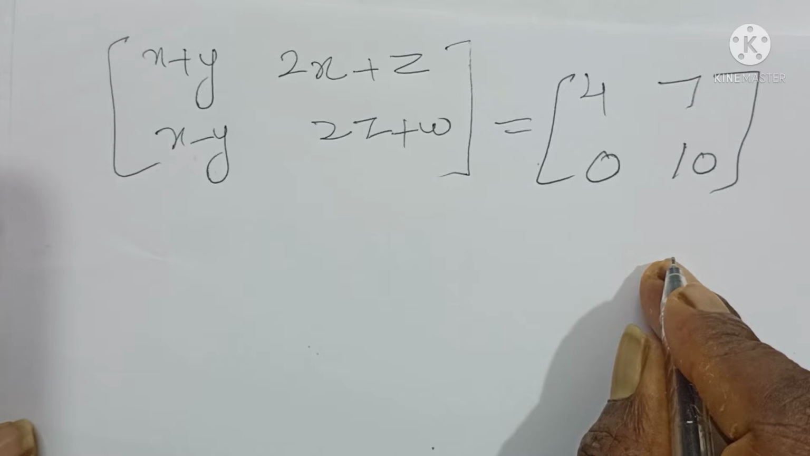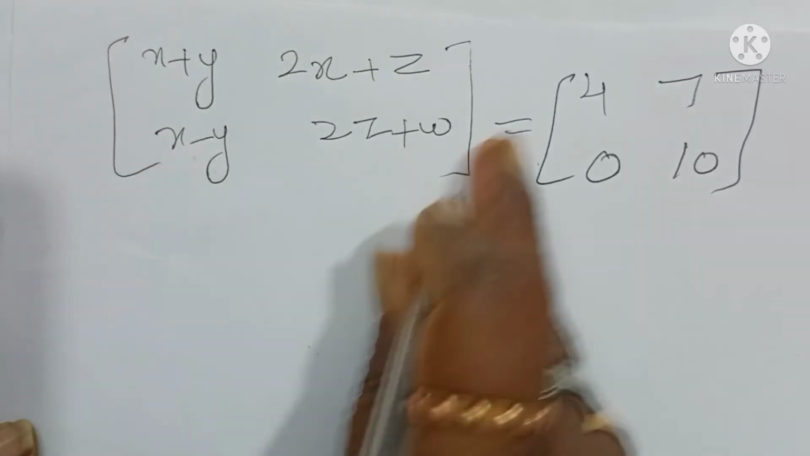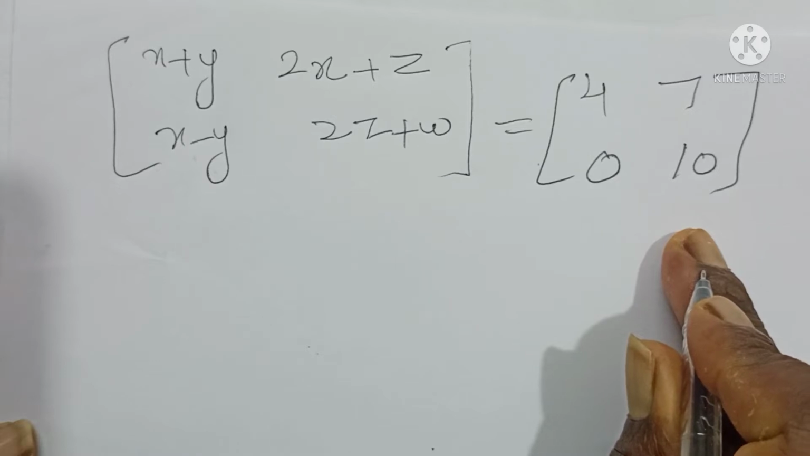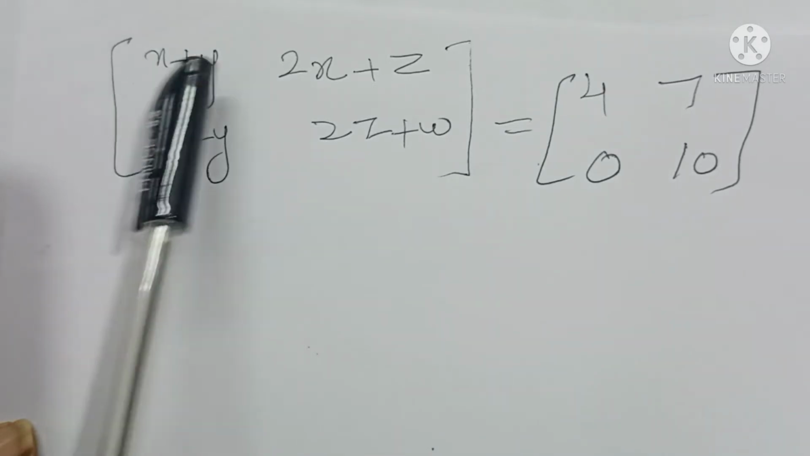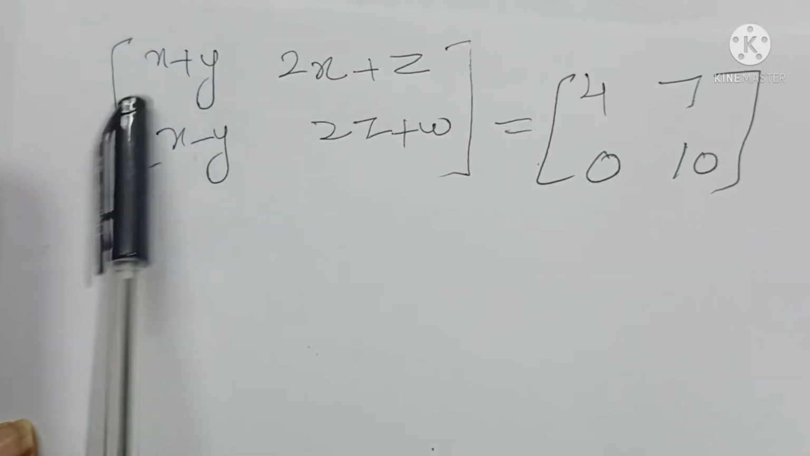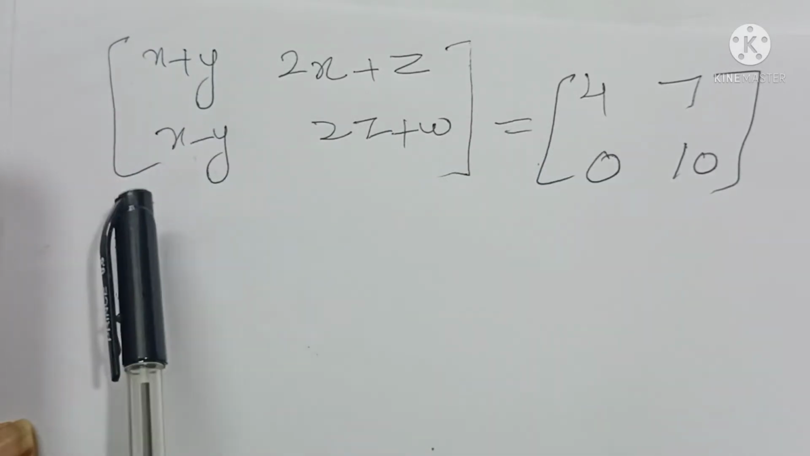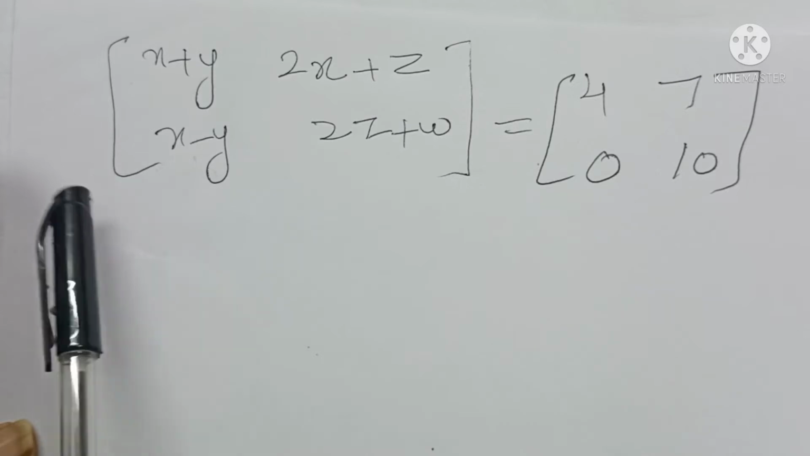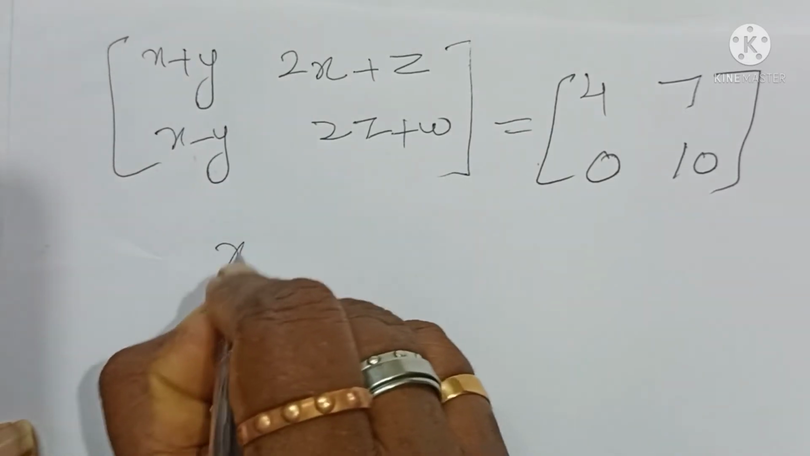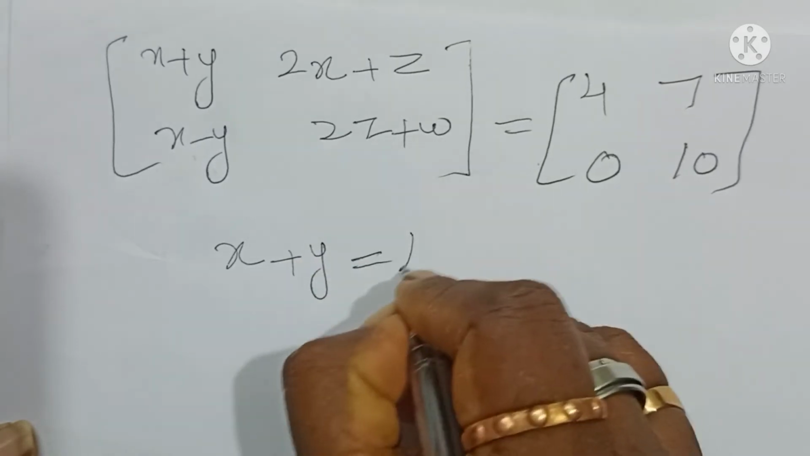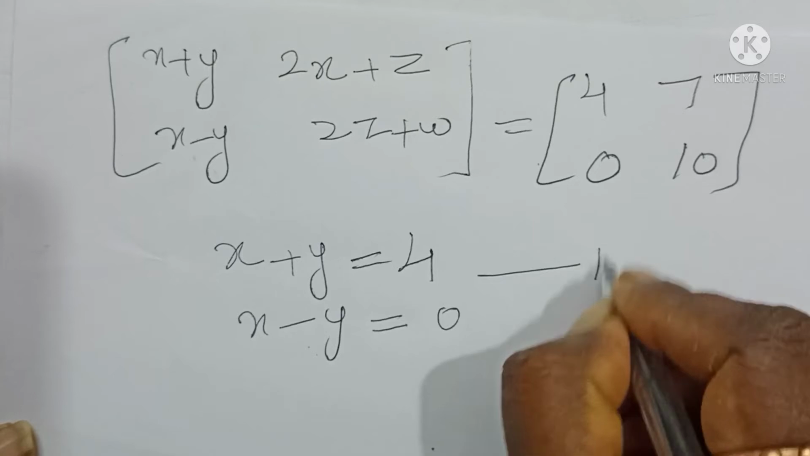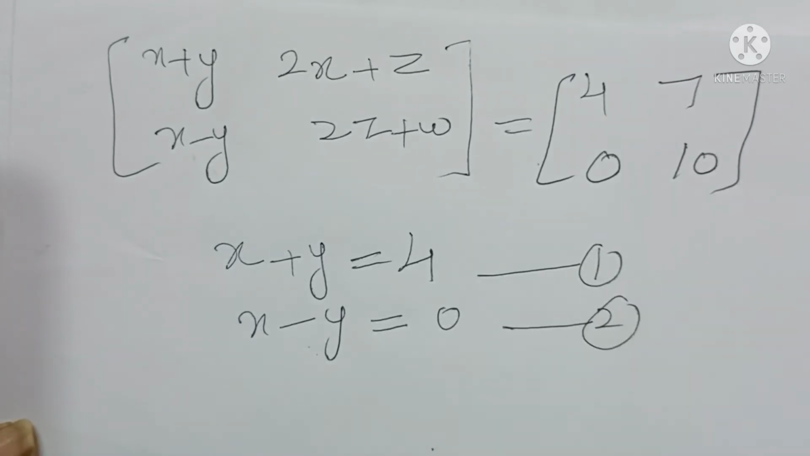From this, first you have to write two equations. This is a 2 by 2 matrix, this is a 2 by 2 matrix. So you can equate corresponding terms. So here the x and y terms, here the x and y terms. So you have to take this equation, x plus y is equal to 4 and x minus y is equal to 0. From this you can find the values of x and y. So first write x plus y is equal to 4, then x minus y is equal to 0. This is equation number 1, equation number 2.